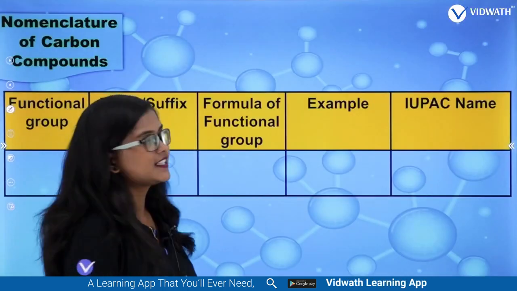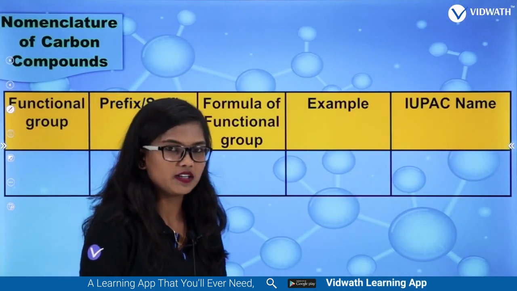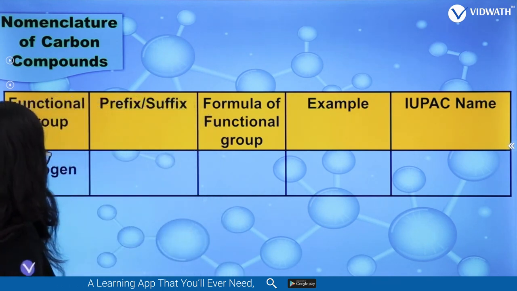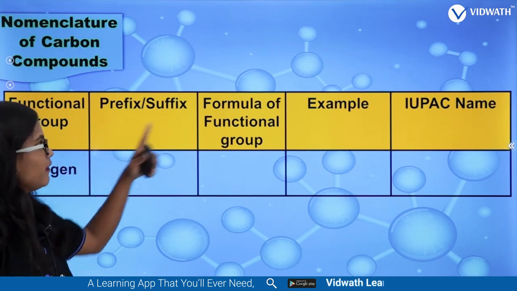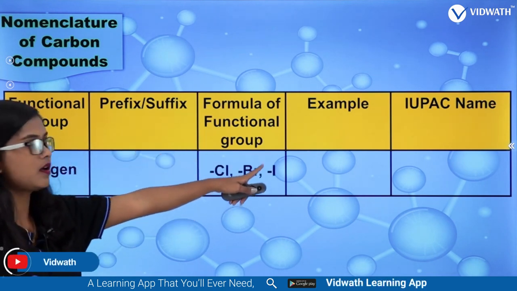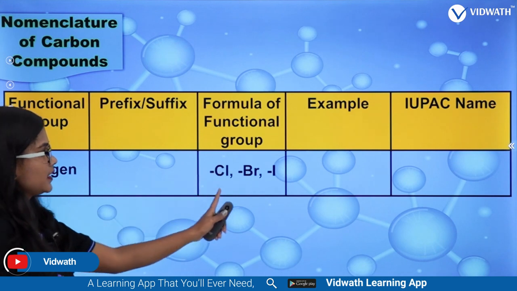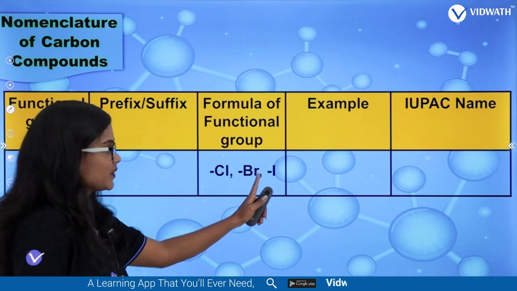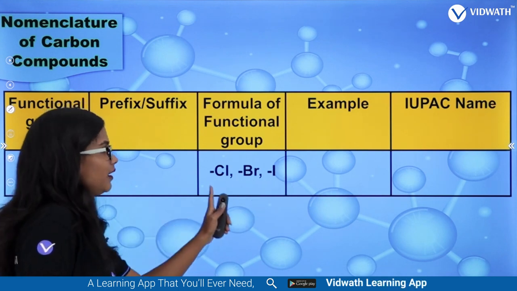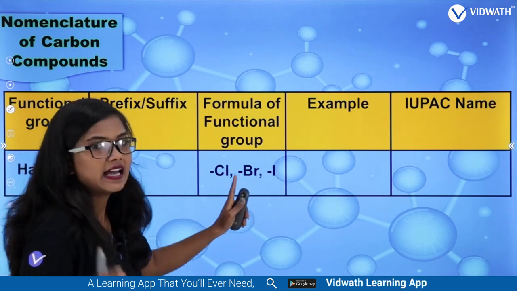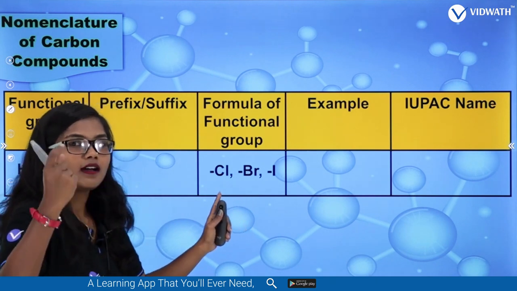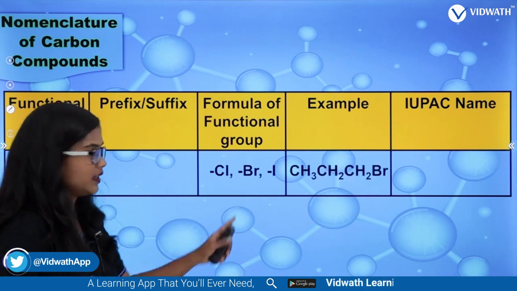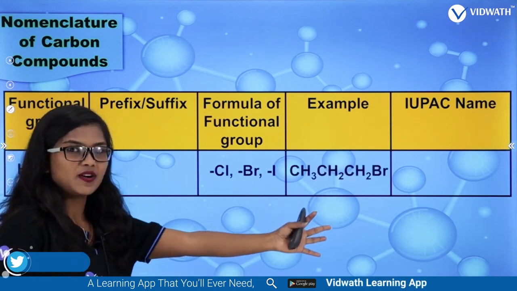Let's see the first functional group, which is the halogen. If the functional group is a halogen, what are the symbols we have? Chlorine is written as Cl, bromine is Br, iodine is I. This halogen group, this functional group, is attached to a carbon compound. If hydrogen is replaced by this, how do we name it? That is what we are going to learn, okay.